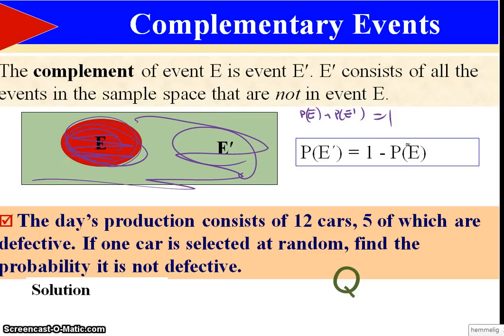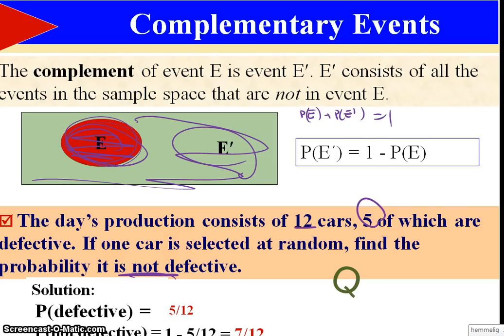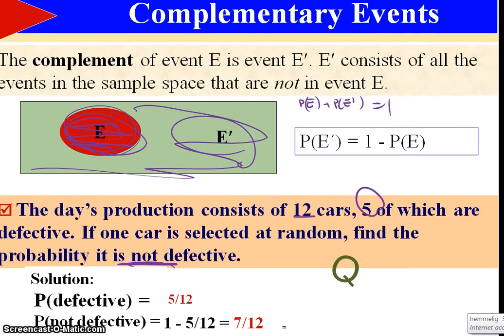So for example, a day's production consists of 12 cars, 5 of which are defective. 1 car is selected at random. Find the probability it is not defective. Okay, so we can find the probability of being defective is 5 out of 12, because 5 are defective. To find the probability it's not defective, that's the complement, so the probability of it not being defective is 1 minus 5 over 12, or 7 over 12. And a lot of you can just do that directly in your head. If 5 are defective, 7 are non-defective, so the probability of it not being defective is 7 over 12.